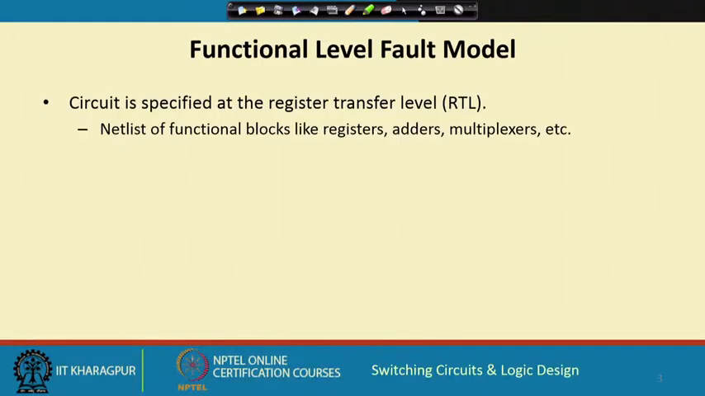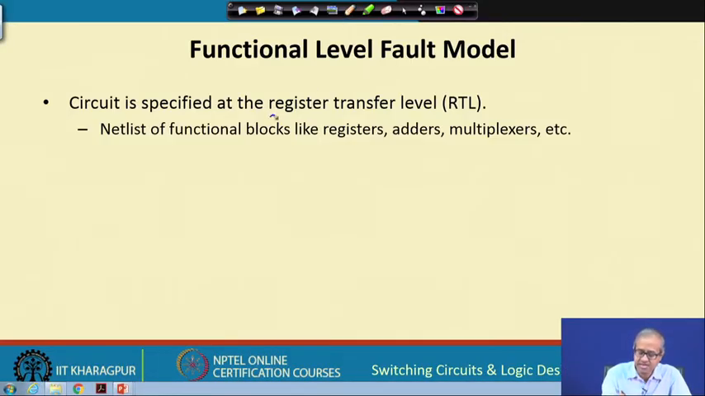Functional level fault model means the circuit that we are trying to test, we have the description of the circuit given at the functional level. What do you mean by functional level? Functional level is sometimes also called register transfer level or RTL level. Here the basic building blocks of the circuits are not gates, but slightly higher. We talk about registers, adders, multipliers, multiplexers, and so on. So, we have a circuit at that level, that is something which we call functional level.